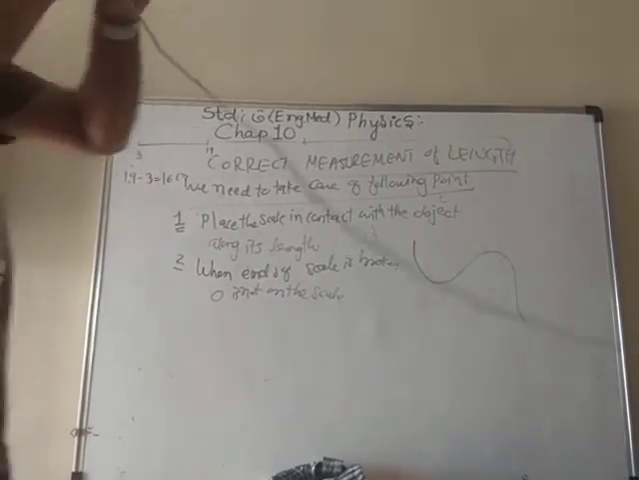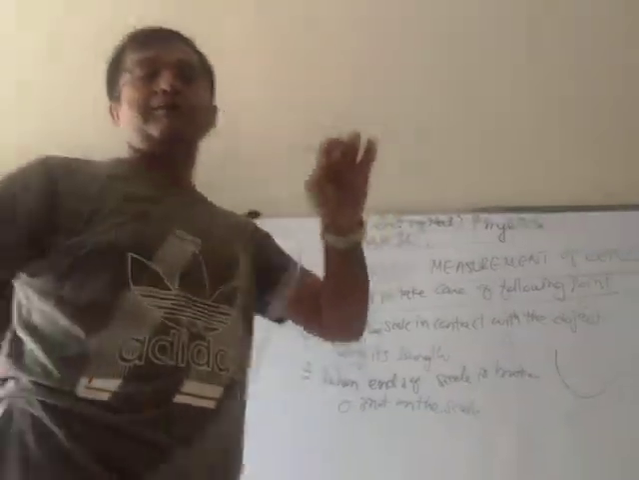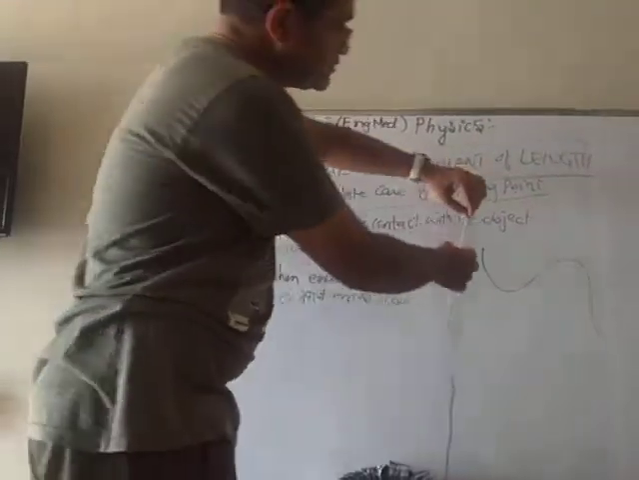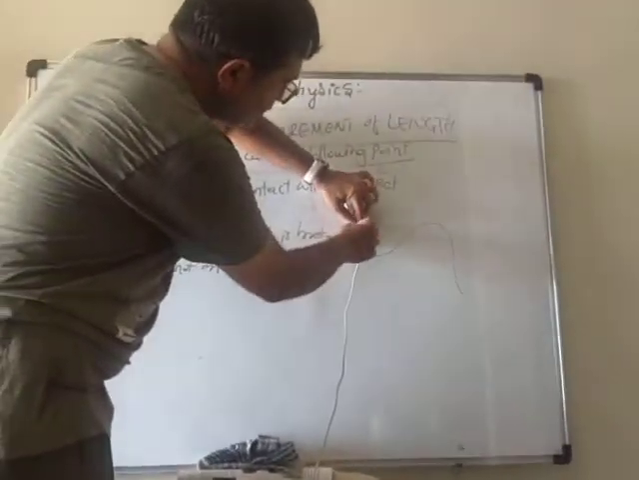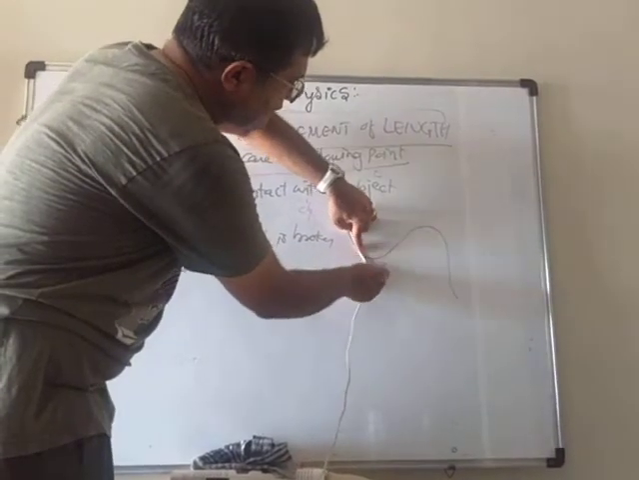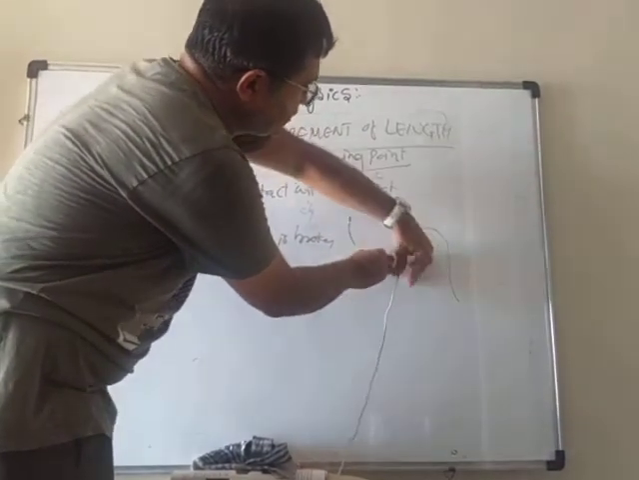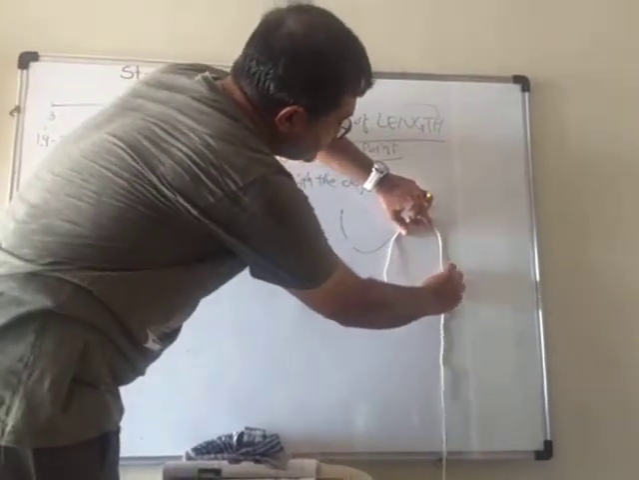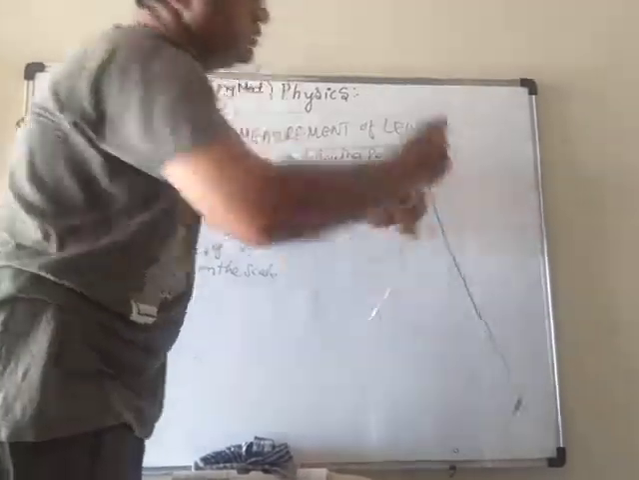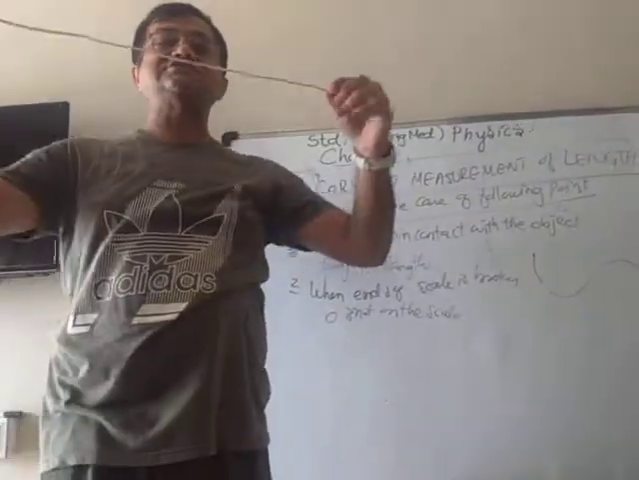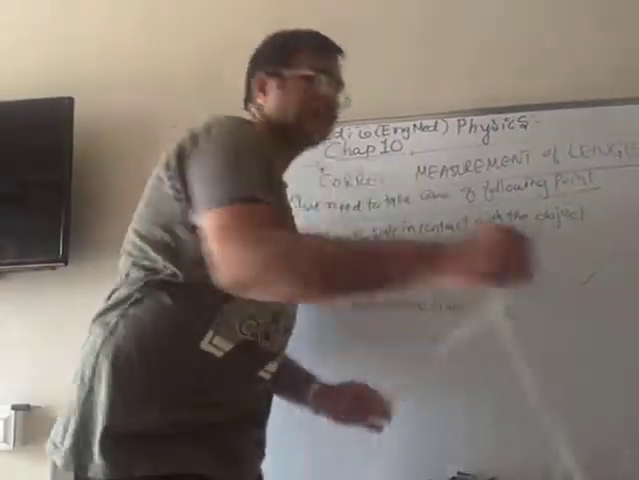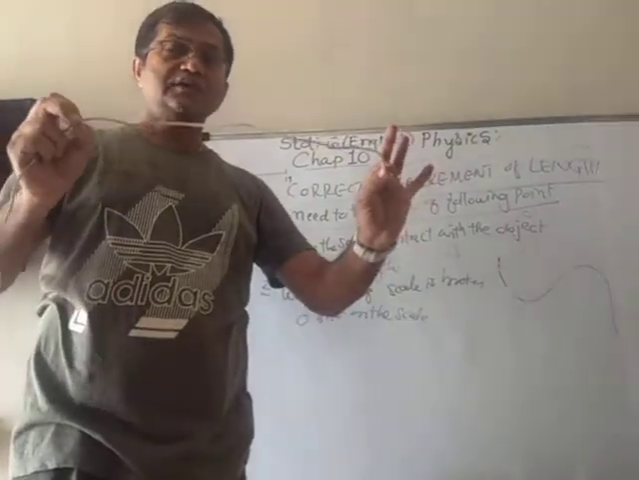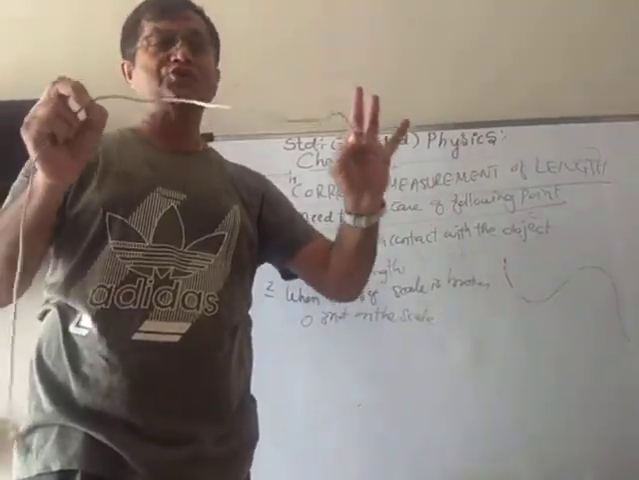We can take a thread. This is a wire, but you can take anything here, and then you can start from here. Then you put it around everywhere, exactly like this, and then you can straighten it, and then you can use a scale to find the length. So it is very useful to know that.